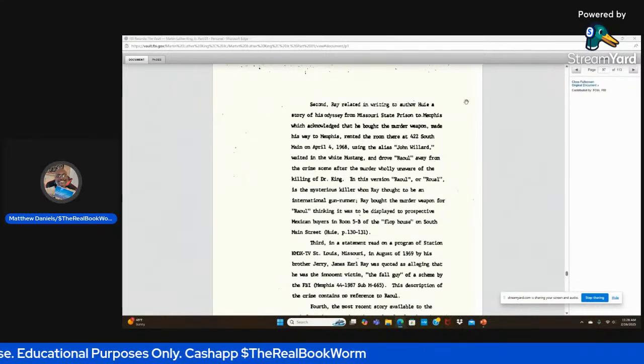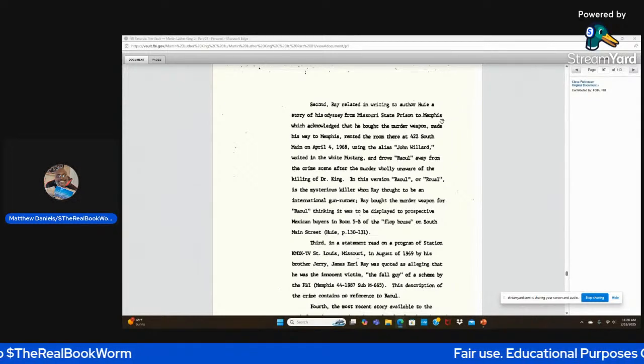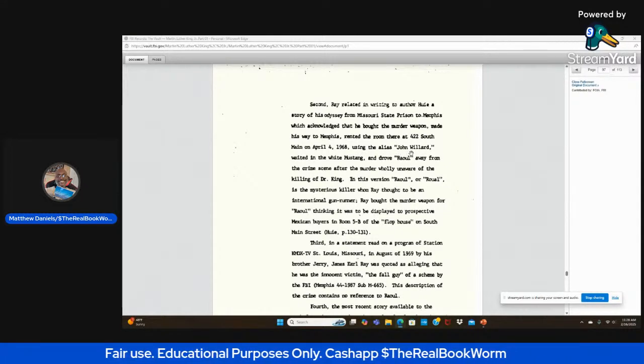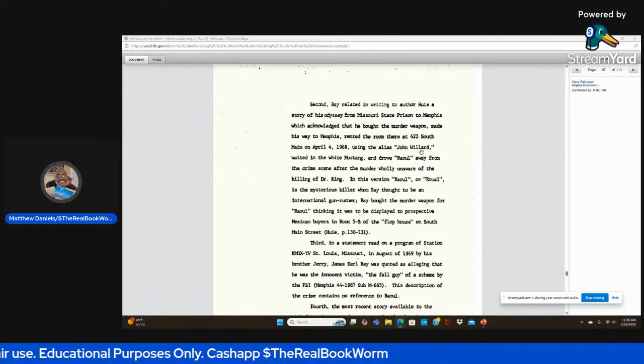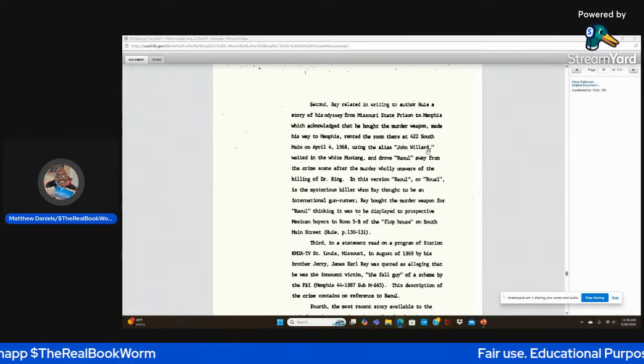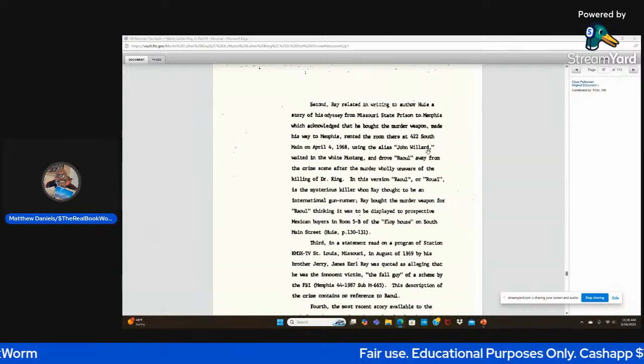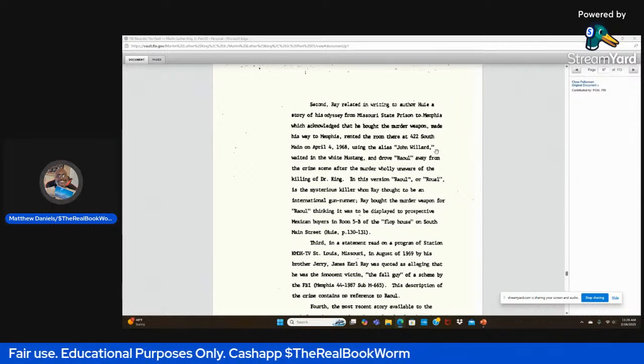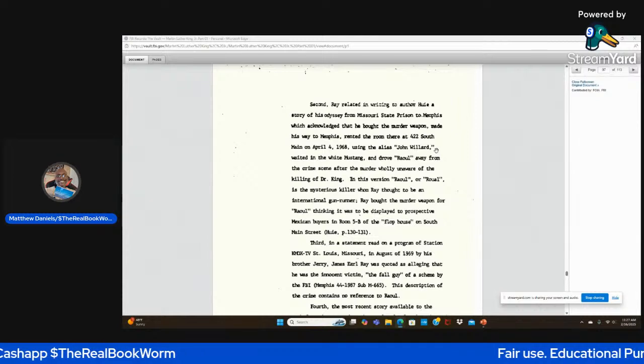Yeah, I bought the murder weapon. I took it to Memphis. I got the room on the same day that King was killed, using the alias John Willard. Now, that's interesting because, think about it. James Earl Ray had about 5 or 6 different aliases. So he uses an alias that he's never used before and that he doesn't even have any documents for. That's interesting. This new alias, John Willard, came out of the blue.